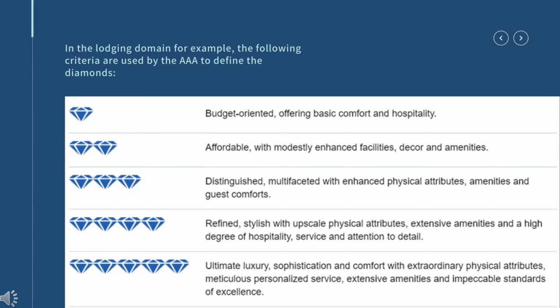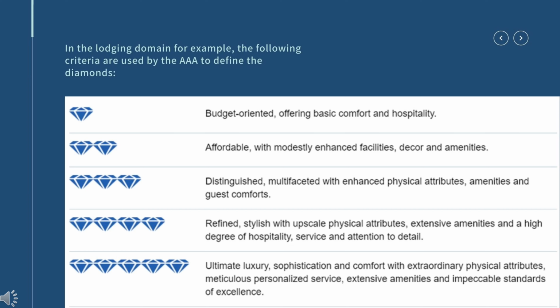In the lodging domain, for example, the following criteria are used by the AAA to define the diamonds. One diamond is budget-oriented, offering basic comfort and hospitality. Two diamonds, affordable with modestly enhanced facilities, decor, and amenities. Three diamonds, distinguished, multifaceted with enhanced physical attributes, amenities, and guest comforts.